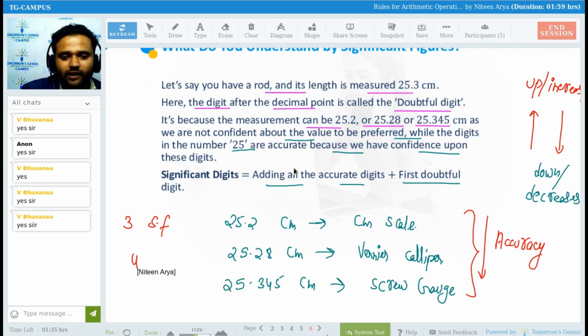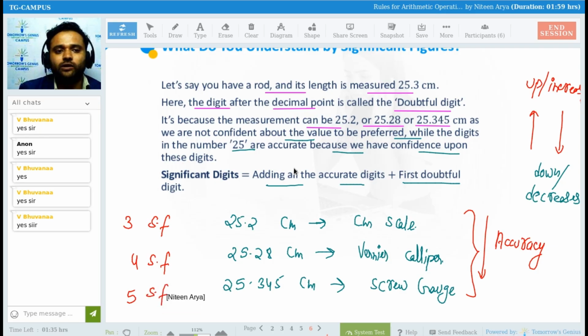Here we have four significant figures. And here we have five significant figures. So the more significant figures, the more accurate the value you get. As simple as that. And what is a significant figure? What is a significant digit? Adding all the accurate digits plus the first doubtful digit. Got it? Is this clear?